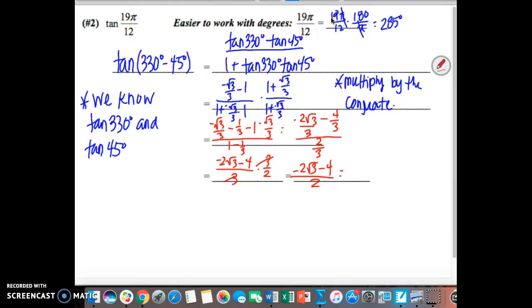Simplifying this further, we can break up our fraction into negative 2 square root of 3 over 2 minus 4 over 2, which ends up giving us, the 2's cancel in the first term, so we have the negative square root of 3, and negative 4 over 2 is the same thing as negative 2. So our final answer is negative square root of 3 minus 2.